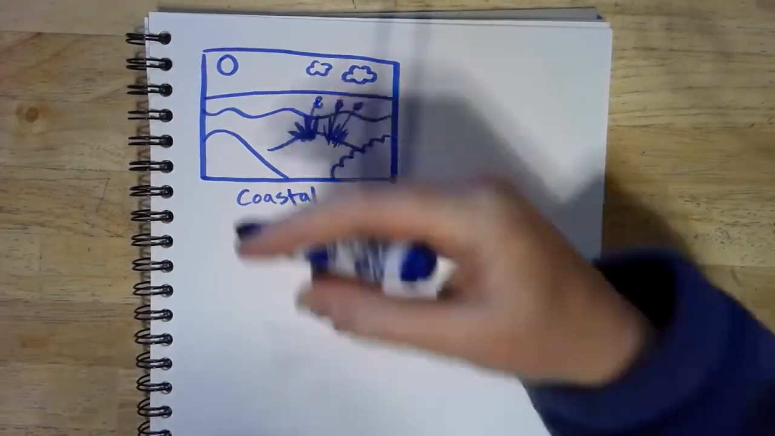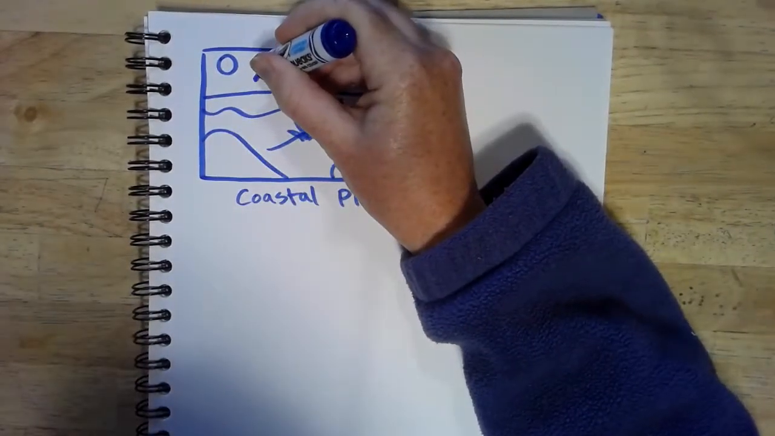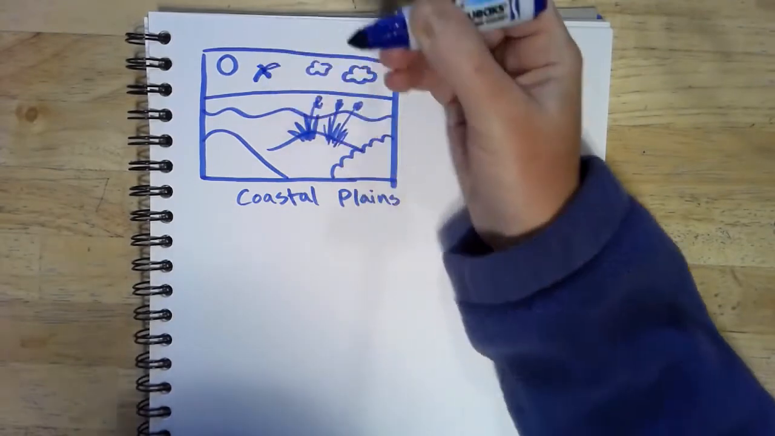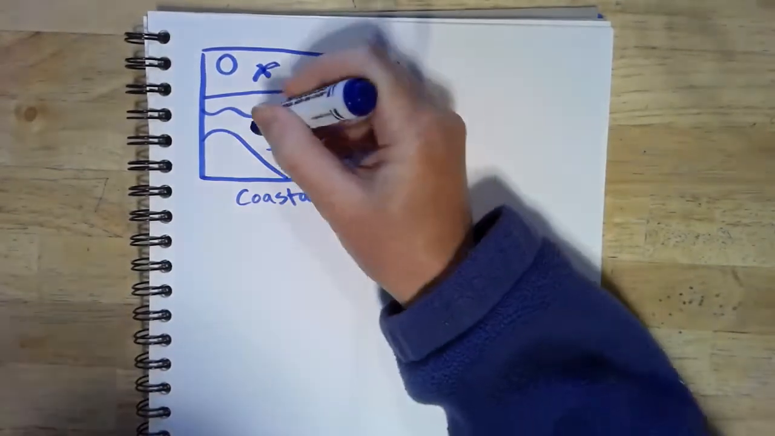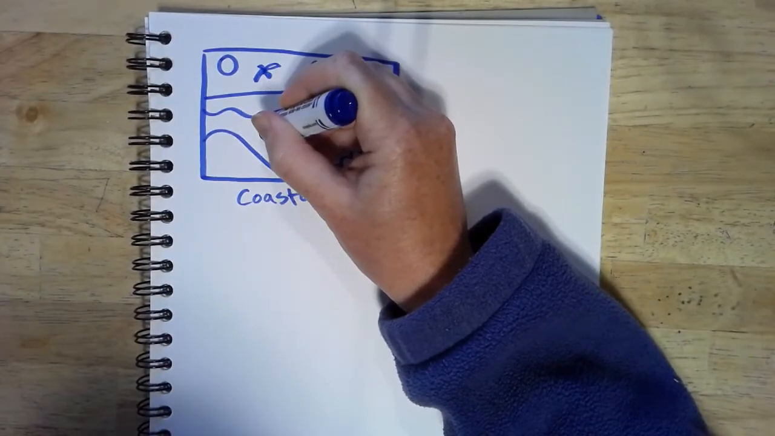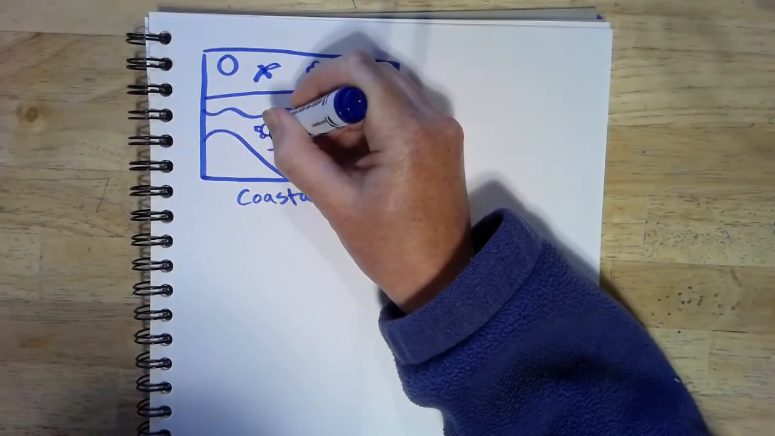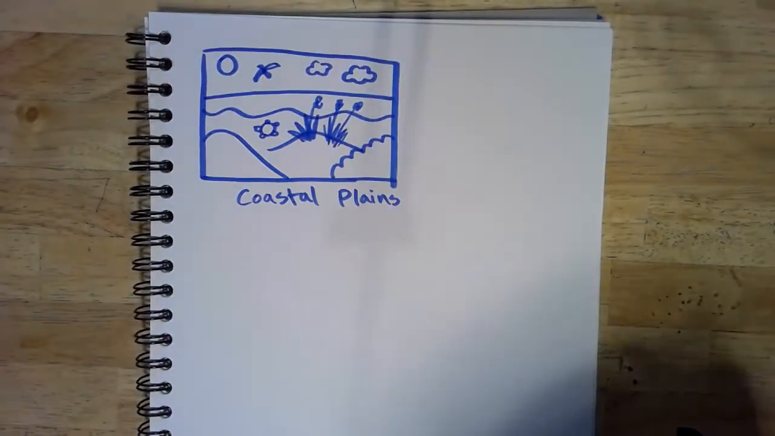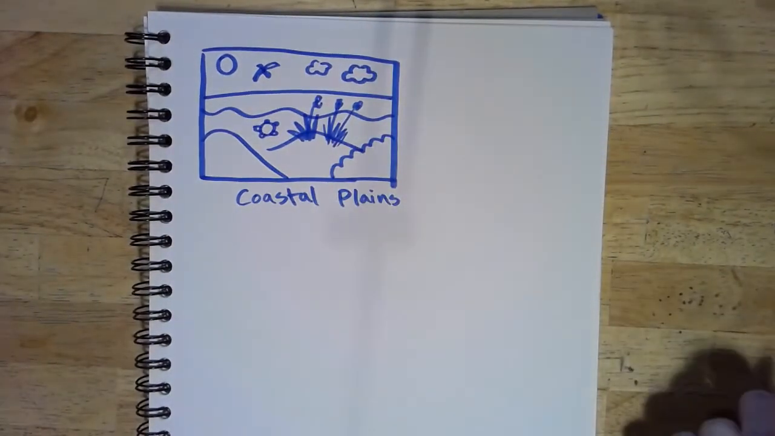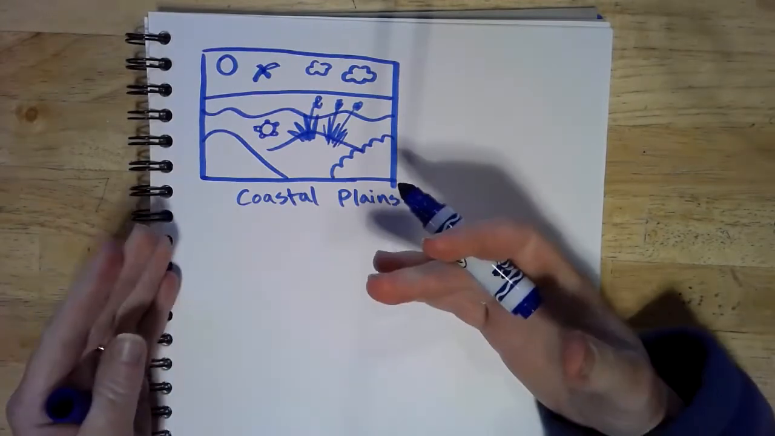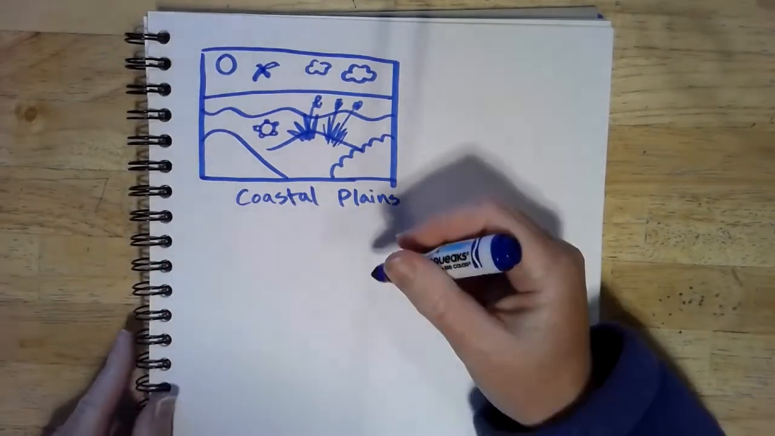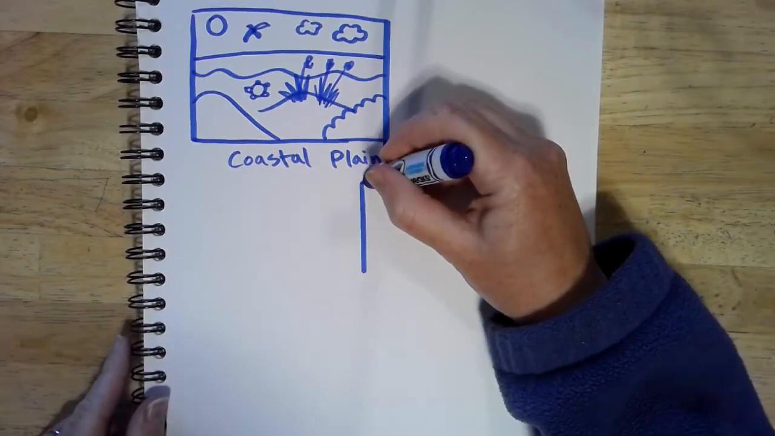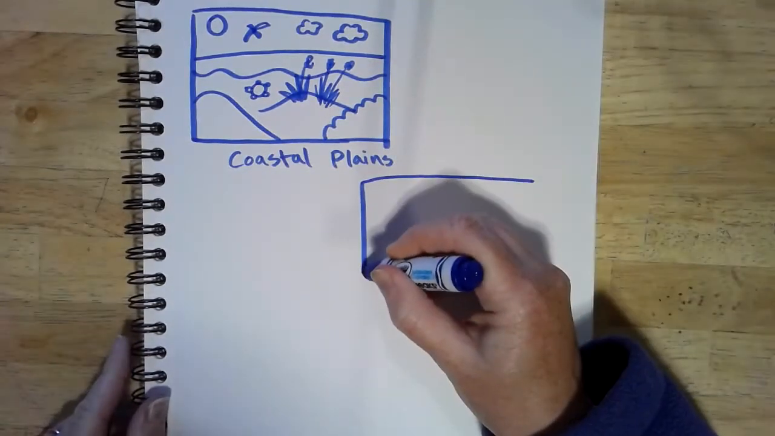And you would add your things like the birds, like maybe a seagull or a brown pelican, or a turtle, sea turtle coming out to lay her eggs on the beach. That would be an example of how to draw an ecosystem for the coastal plains. Moving on. Another box.